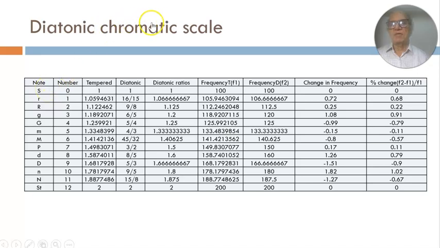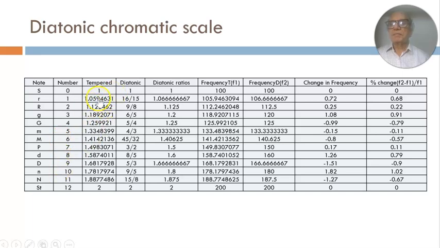Okay, diatonic chromatic scale. So we have only 12 notes: Shadaj, Komal Rishabh, Shuddha Rishabh, and so on. These are note numbers. We start with 0 because, remember, we calculated the frequencies by using 2 raised to n by 12. So when this was 0, it corresponded to Shadaj. That is why here we have taken 0.